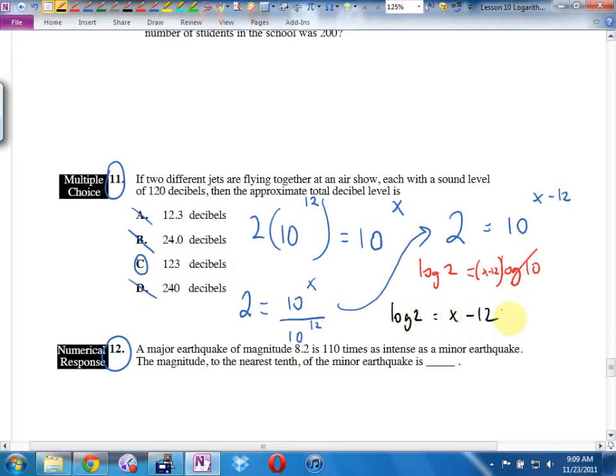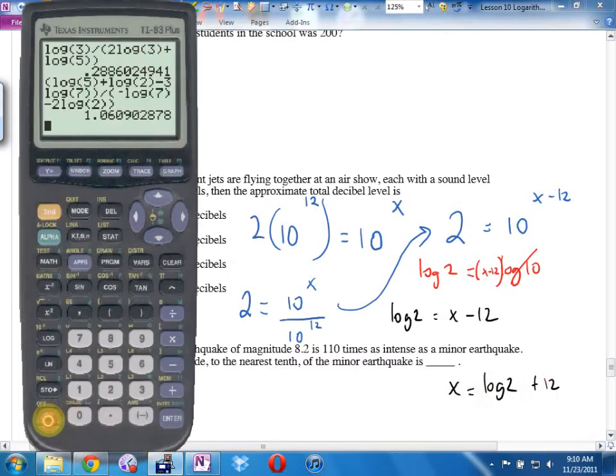How would I get the x by itself? Plus 12. Okay. I get this. X is going to be the log of 2 plus 12. So I go running off to my calculator. Log 2 plus 12. And I get that x is 12.3. Hey, Mr. Dueck, wait a minute. That was answer A. Oh, we're not done.